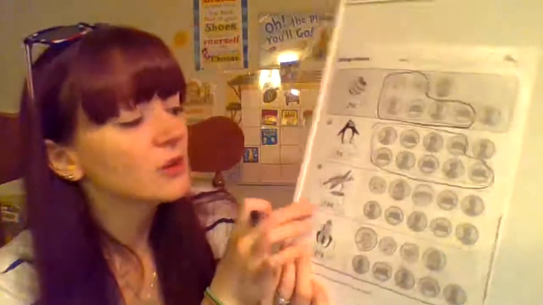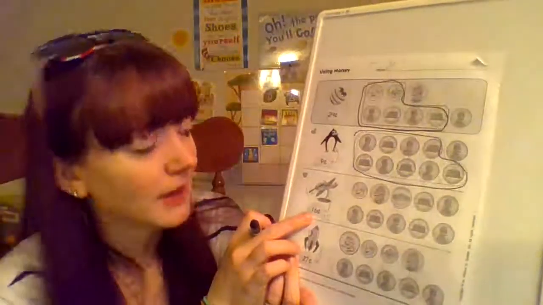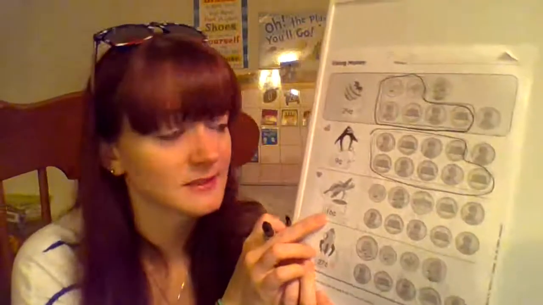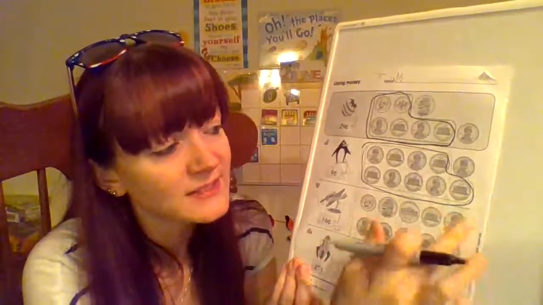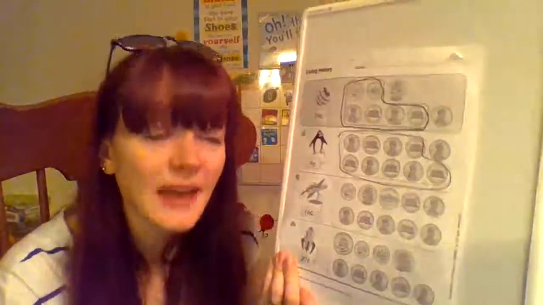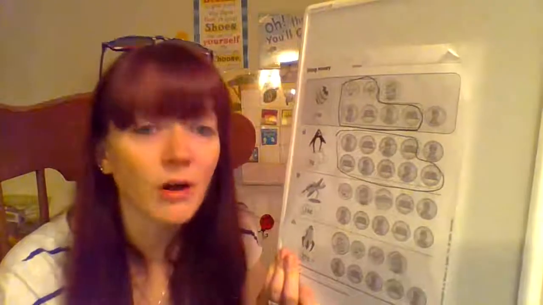Now, we have to do the last 2 by ourselves. Now, there is more than one way to make your answer on some of these, but let's try to figure it out together, okay? So, this little jet plane is worth 16 cents. I see a dime, 2 nickels, and 1, 2, 3, 4, 5, 6, 7 pennies. So we definitely have enough money. We don't need all of the coins.